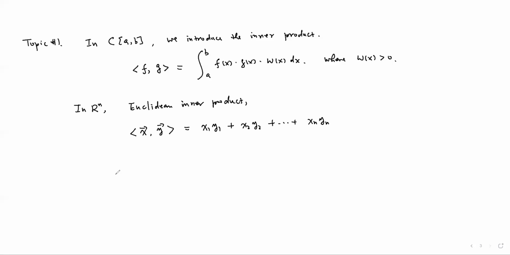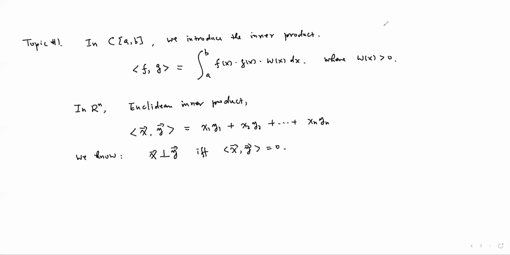From linear algebra, we know that vector x is orthogonal to vector y, meaning the angle between these two vectors is 90 degrees, if and only if the inner product is 0, right? From linear algebra.